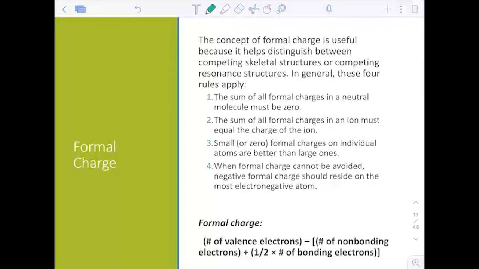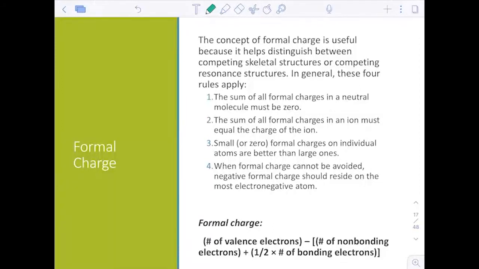The concept of formal charge is useful because it helps distinguish between competing skeletal structures, or even competing resonance structures, which we'll see in just a little bit. In general, these 4 rules apply. The sum of all the formal charges in a neutral molecule must be 0. So if I had a neutral molecule, even though the overall charge is 0, that doesn't necessarily mean that there aren't any formal charges.